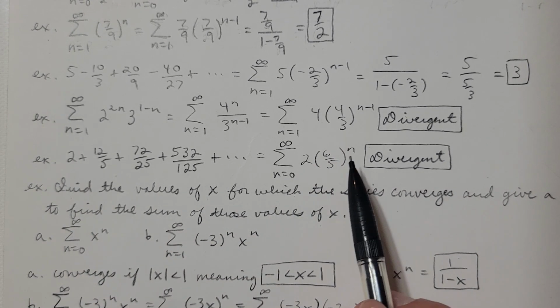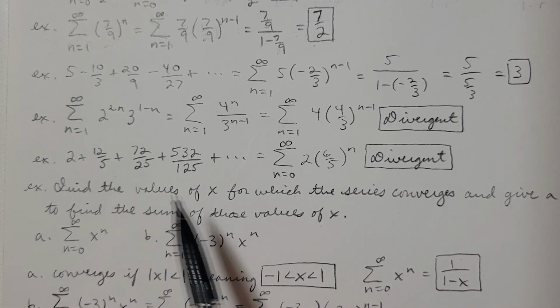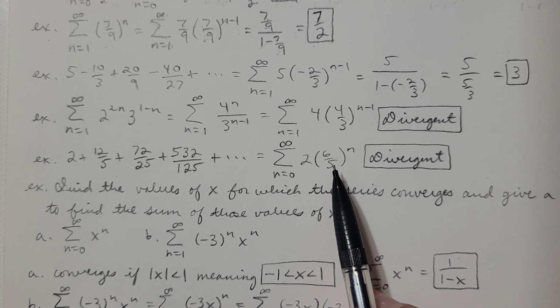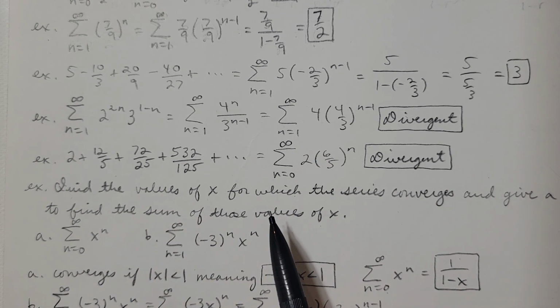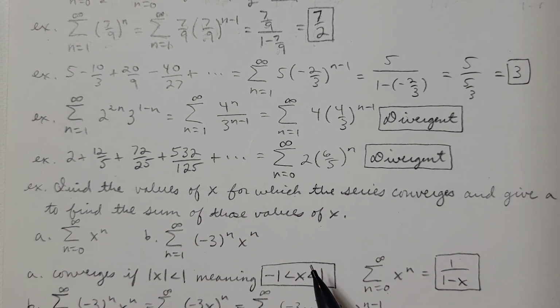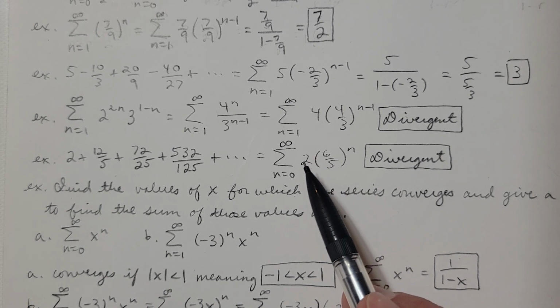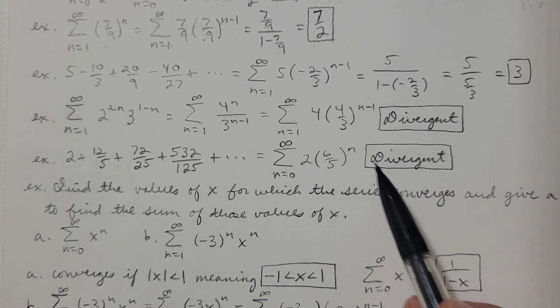If n is 1, I get 2 times 6/5, that's 12/5. If n is 2, I'm looking at 36 divided by 25. 36 times 2 is 72 divided by 25, plus etc. Okay, now because 6/5 is a number that's bigger than 1, I can know that this series diverges. And that's going to be my answer.